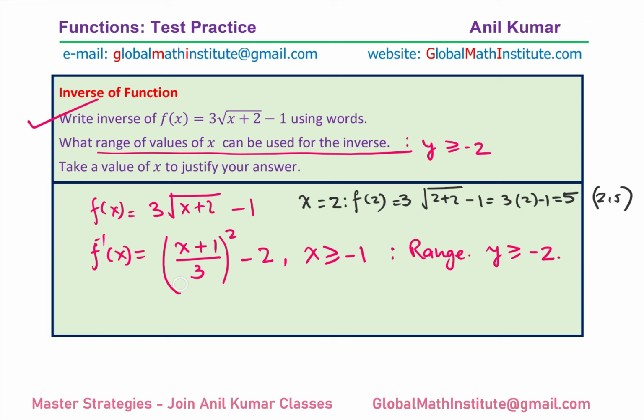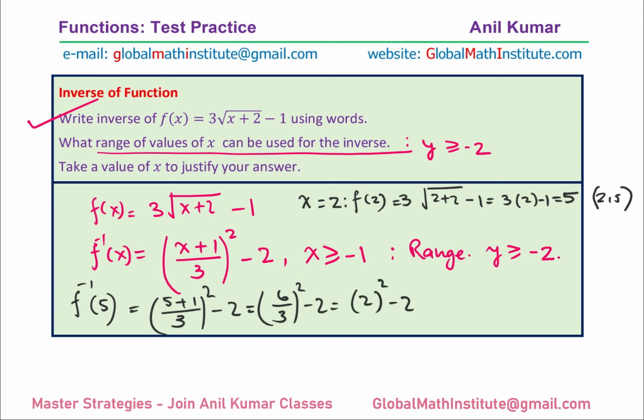Now in the inverse function, if I put 5, I should get 2 as my output, right? So let's find what is inverse of 5. So if I put 5 here, I get 5 plus 1 over 3 whole square minus 2, right? 5 plus 1 is 6, 6 over 3 whole square minus 2, which is 2 square minus 2, right? So 2 square is 4, 4 minus 2 gives me 2. Do you see that? So we have shown a very important result, that if the input is 2, the output is 5, and when we feed in 5, we get 2, correct?